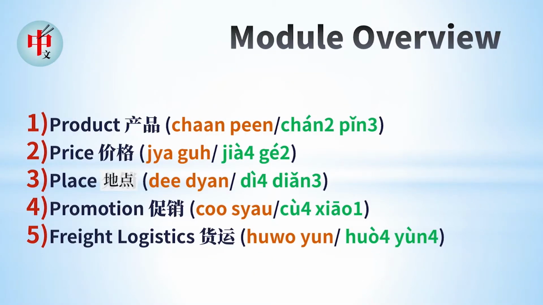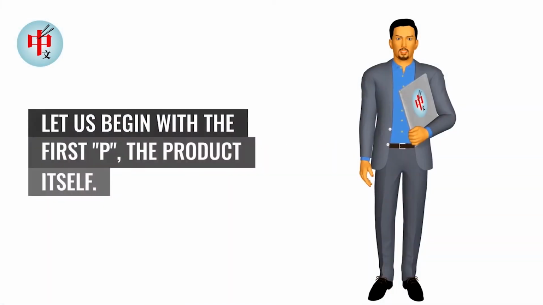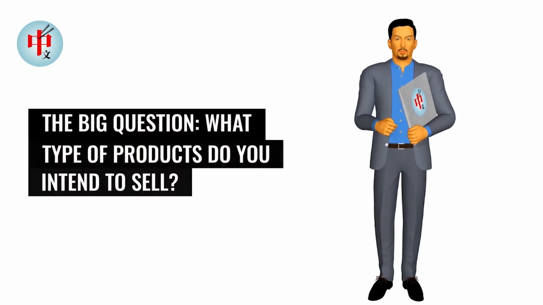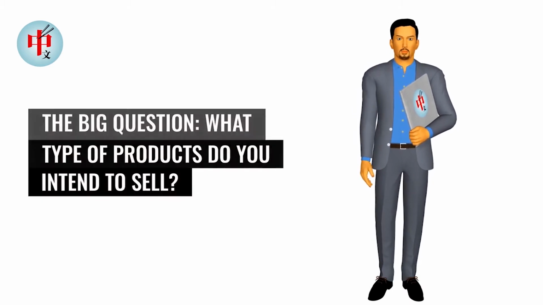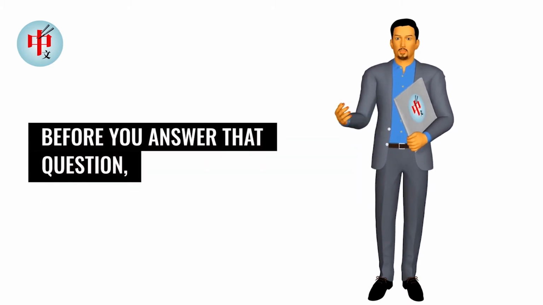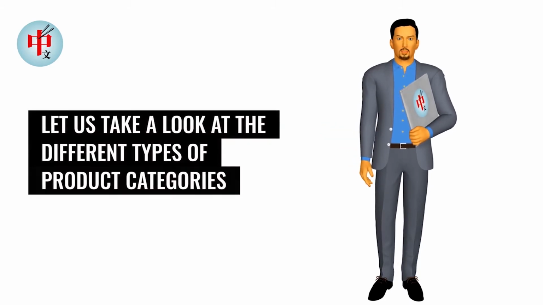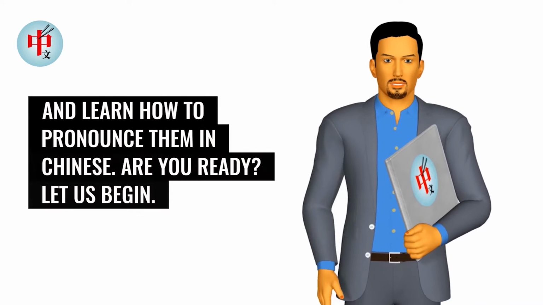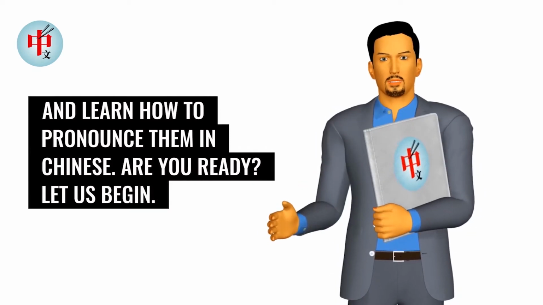In this module, we will be using the 4 P's factors as a guide to highlight the important consideration factors for importing from China. Let us begin with the first P, the product itself. The big question, what type of products do you intend to sell? Before you answer that question, let us take a look at the different types of product categories and learn how to pronounce them in Chinese. Are you ready? Let us begin.